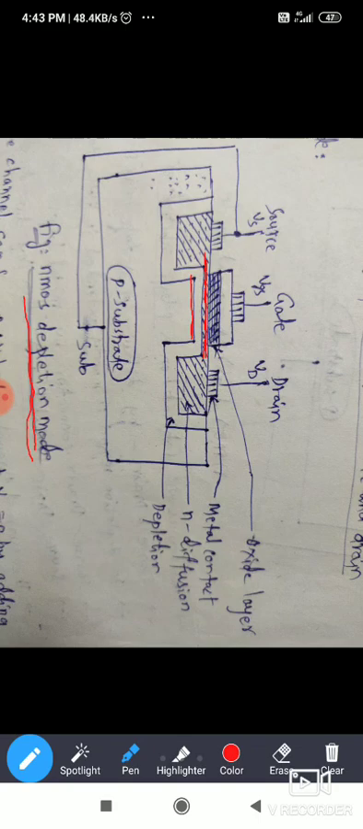Even when the gate to source voltage is 0 volts, the channel is always present in the depletion mode MOSFET. And here the operation is also the same. Here drain, gate, source. Here P-type substrate. So here the diffusions must be N, means N type semiconductor.